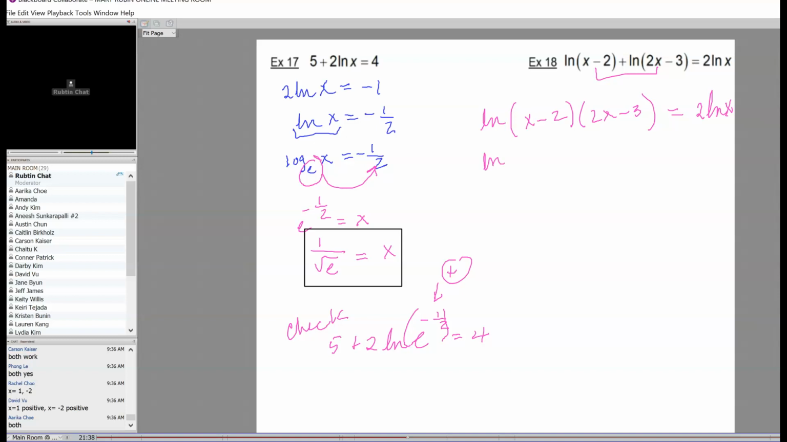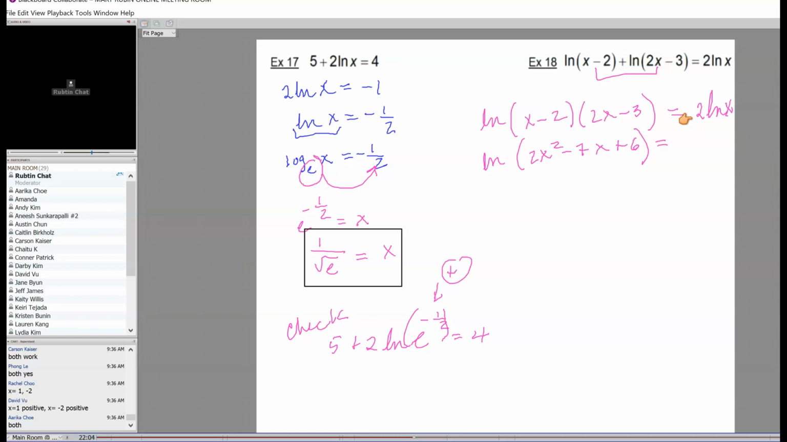And I'll go ahead and work this stuff out. This is going to be 2x squared minus 7x plus 6, I think. Just make sure I didn't do anything. So x times 2x is 2x squared, minus 3 minus 4 is negative 7. Oh yeah, that's right.